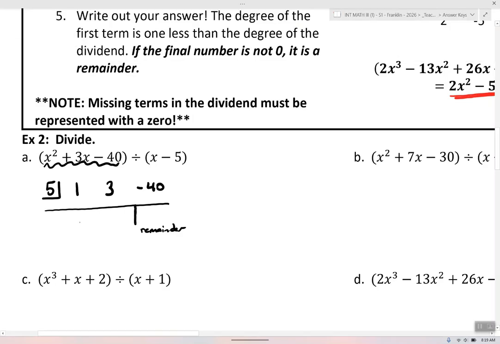So first we'll bring down the first term and then multiply. 1 times 5 is 5. 3 plus 5 is 8. 8 times 5 is 40. Add this together, we get 0. So there is no remainder in this problem, which is great. Now we can write our answer out. It's just 1x plus 8. Because those are our coefficients of the answer. 1x plus 8. That's all there is to it.